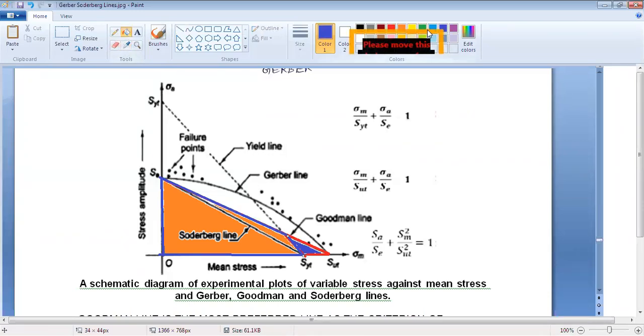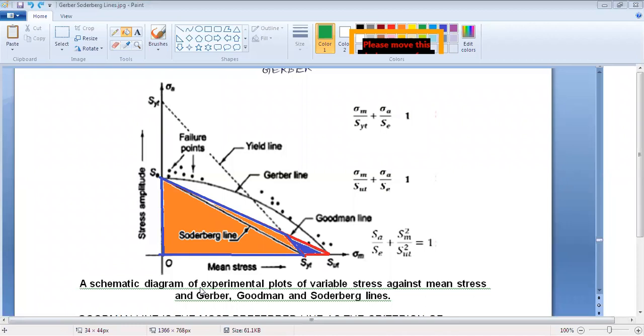Why? Because it is changing the line. But anyway, I think you got my point. Since the Soderberg line is the most conservative, we would like to cross that line, but at the same time we do not want to cross the static load failure. So that's why we draw the SYT points and join those lines, and the line where it intersects the Goodman line, before that point we use SYT, after that we use the Goodman line. So this line is called the modified Goodman.